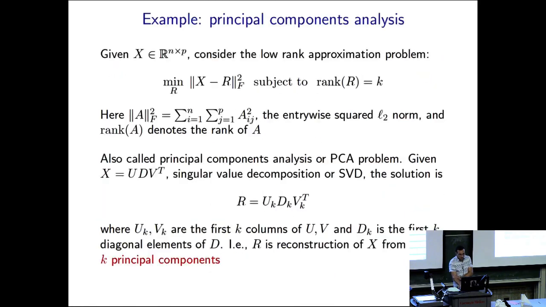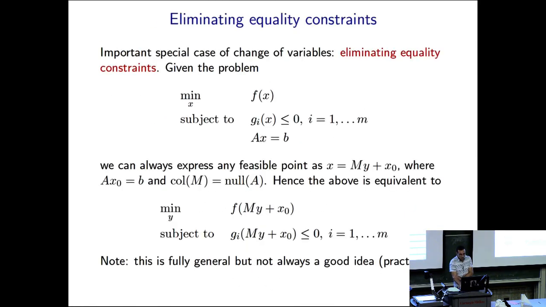Do I have an example for... oh, yeah, here we do. This is my example for essentially change of variables. It's eliminating equality constraints. So it turns out generically, if we have a convex problem of this form, we can always re-express this as a problem without any equality constraints just by changing variables, applying that change of variables rule that I told you before.